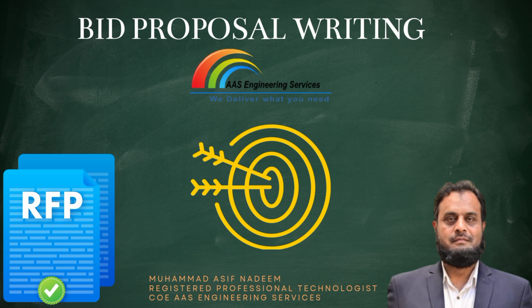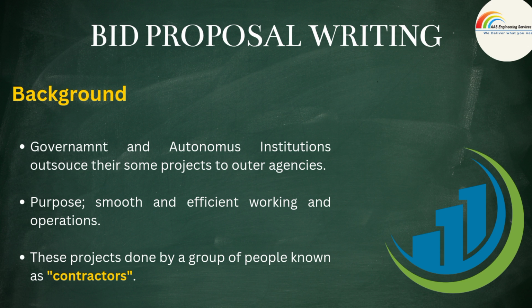First of all, the background. Government and autonomous bodies and institutions outsource some of their projects to outside agencies, because whether it is the government or a private entity, they never perform 100% of projects or operations with their own resources and manpower. They outsource some operations and services to get the output well in time and in a proficient manner. It is a common strategy adopted by government and private entities both, all over the world.